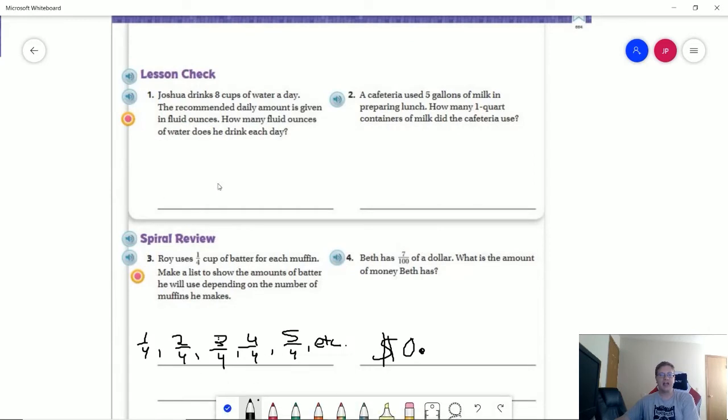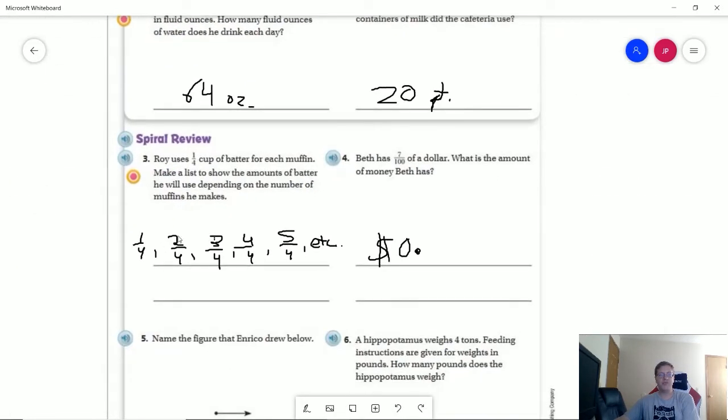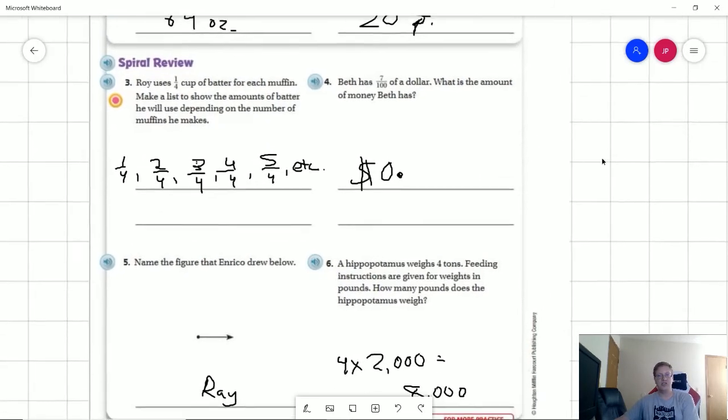So number 1 on the back, 8 times 8 is going to give us 64 again. Number 2, 5 gallons times 4 quarts is going to give us 20 quarts. I probably should put the abbreviations here. And then number 3, my understanding is all we're doing is we're making a list. I stopped after 5/4, so we're basically taking 1/4 times 1, and that means we would use 1/4 cup of batter. If we're making 2 muffins, it would be 2/4, 3 muffins, 3/4, 4 muffins, 4/4, 5 muffins, 5/4, and we would just keep going as long as you'd want to do that.